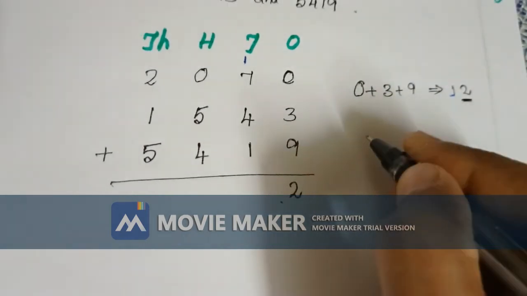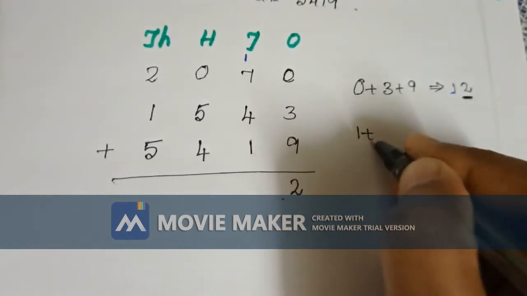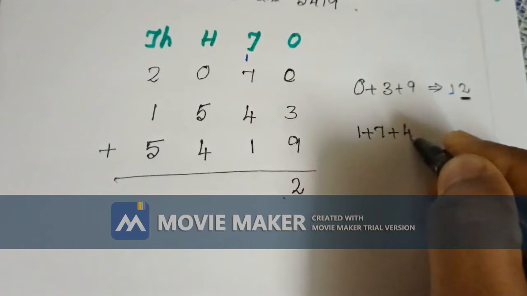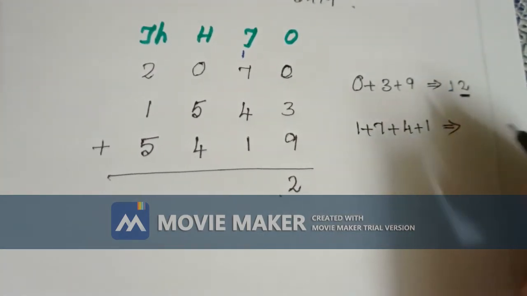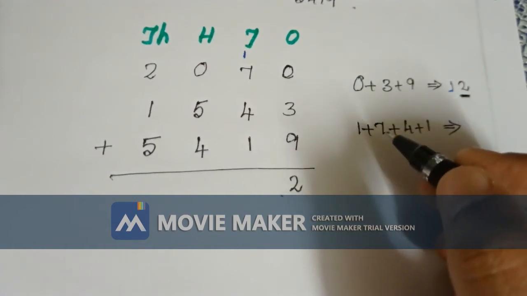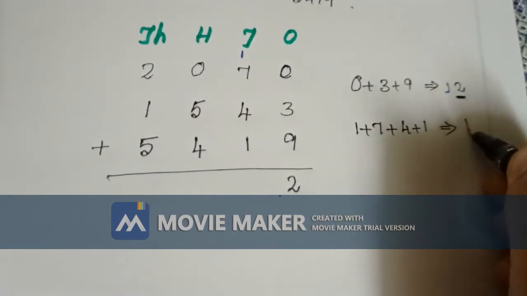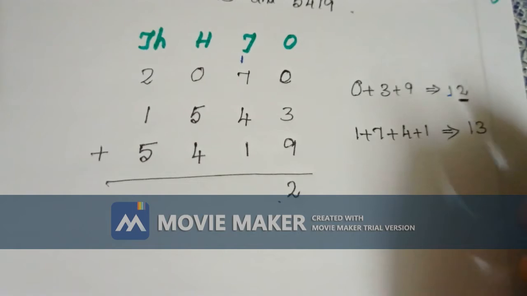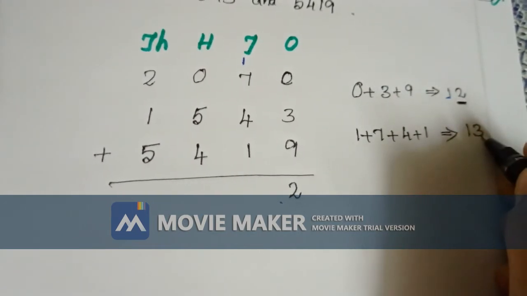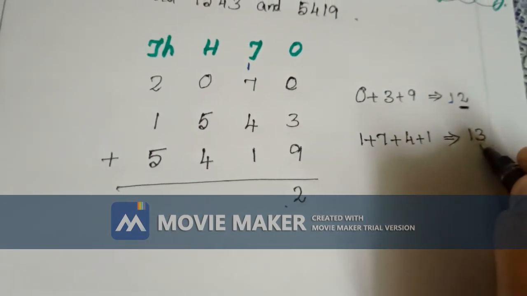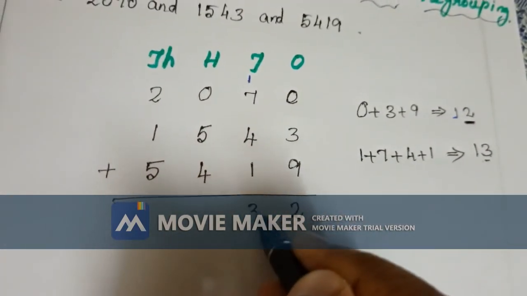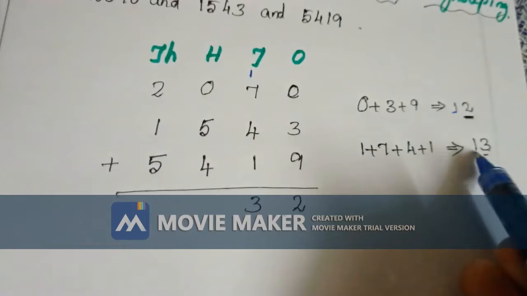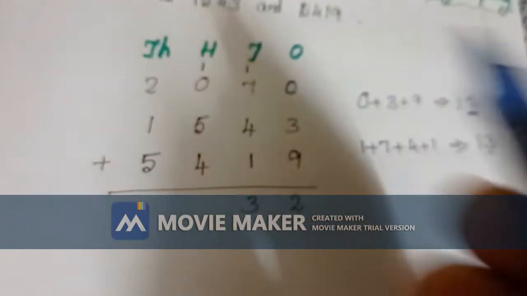Now the next step, you have to add the values in the 10's place. The 10's place values are 1 plus 7 plus 4 plus 1, which gives us 13, which is 13 tens. In the same way you have to write 3 in the 10's place and carry over 1 to the 100 place.